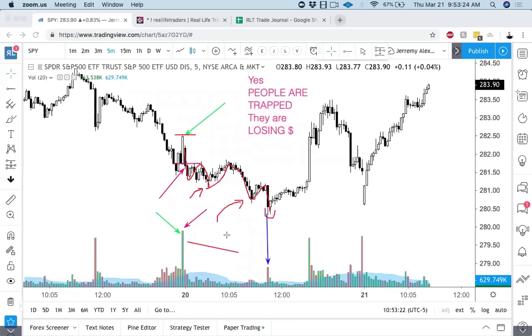So let's flip the script. What do you think is going to happen for all of the people who shorted on that candle when the stock gets above the high of that candle? What do y'all think is going to happen? Because remember, that candle, we can look at it and guarantee that a bunch of people shorted on that candle because it made a new low. People short all the time when a stock makes a new low.